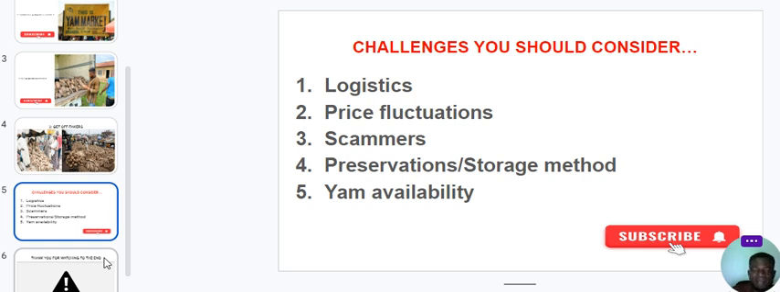And then another method or another formula to use is that you buy fresh yam. So the person that is supplying yam to you, you have to stress this point. Please send to me fresh yam, the yam that is good, not dried yam that will get bad.